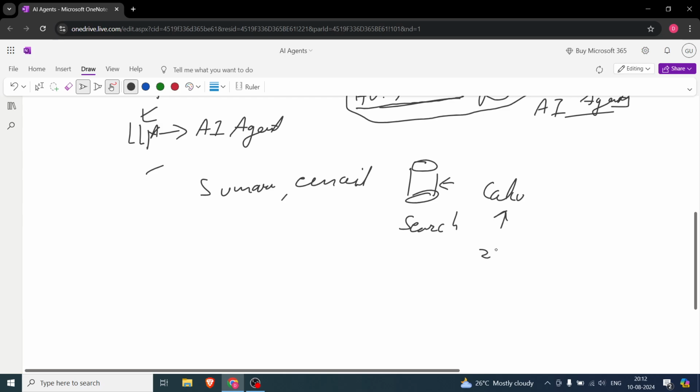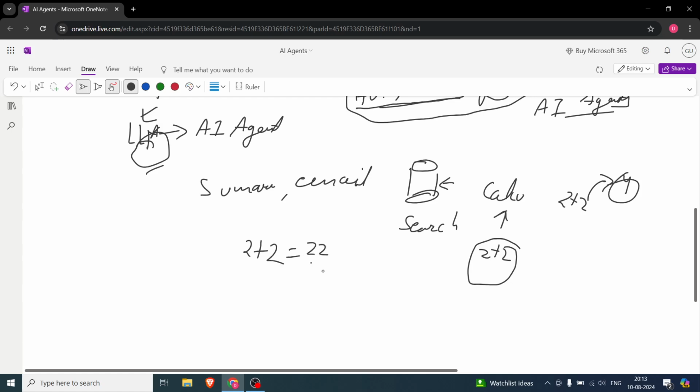Yes, you can ask what is 2 plus 2, but it will still answer in the form of knowledge that is gained inside the LLM. It cannot do its own calculation. It cannot put it in a calculator and then get the right answer, which means if you asked what is 2 plus 2, it might come up with, let's say, 22, even though this answer is wrong. But since it is an LLM, it does not have a calculator.